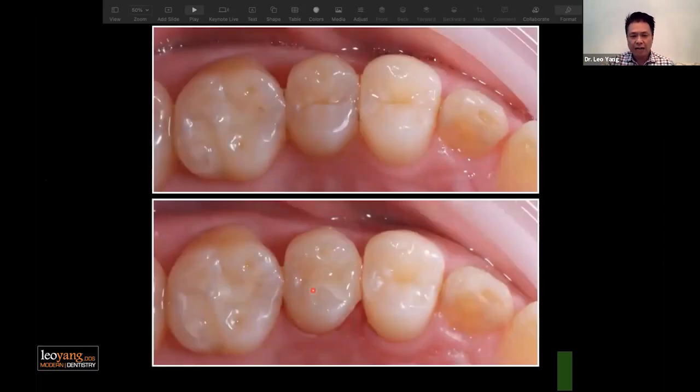Again, before and after, you can see this is an example of a hybrid material like your Dynamic or GC Cerasmart.